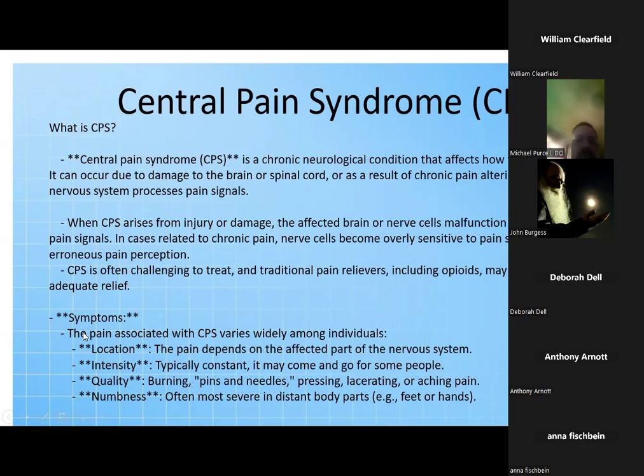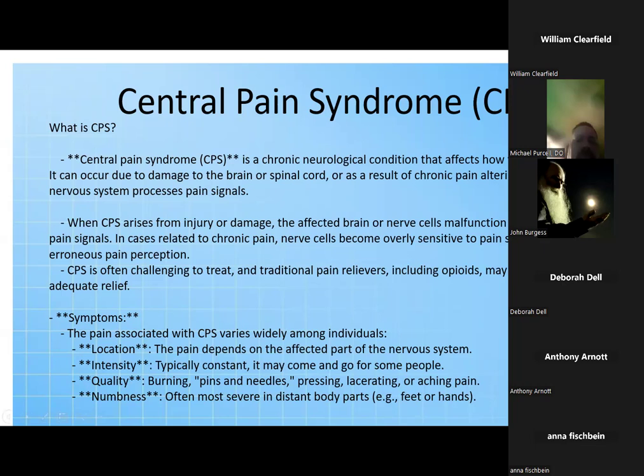Symptoms associated with central pain vary widely among individuals, right? The location depends on the affected part of the nervous system. If a patient has a knee injury or fracture, and then the fracture heals and they continue having pain, that's where the pain will be referred to. That is the area where you have the central pain and continued pain, even if there is no fracture anymore, or a burn that has healed and everything, and patients still have pain in that area of the burn. That's central pain. And the intensity is typically constant.